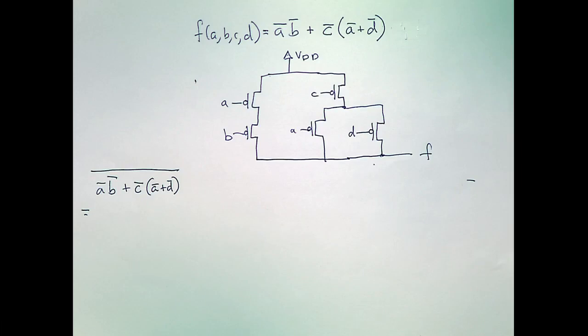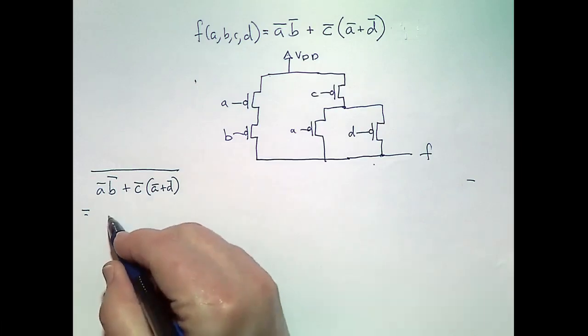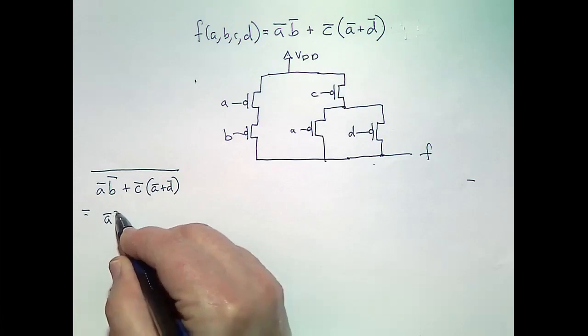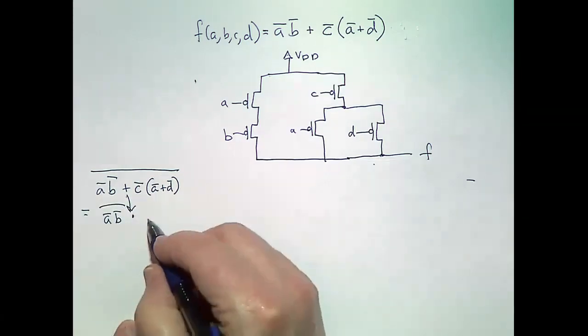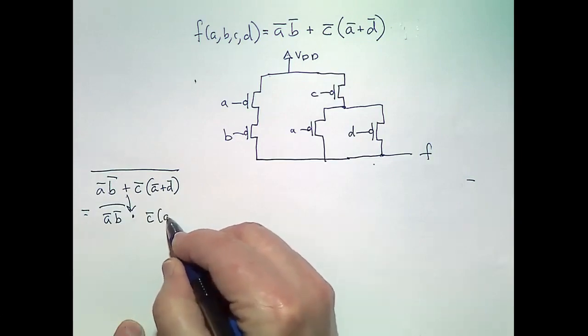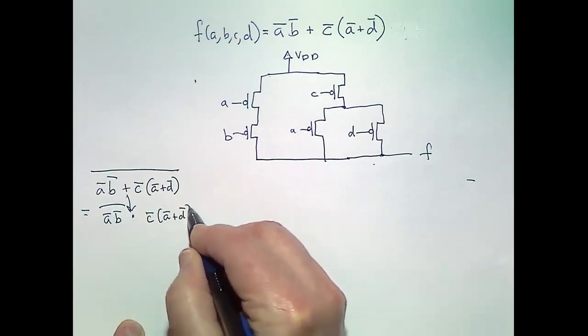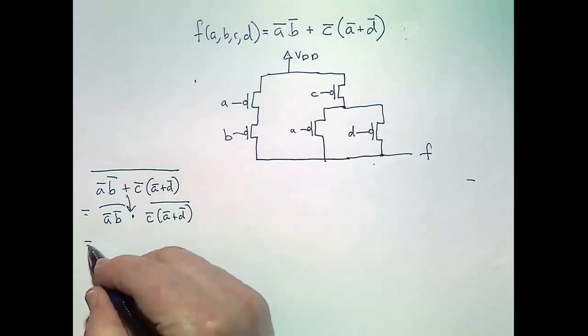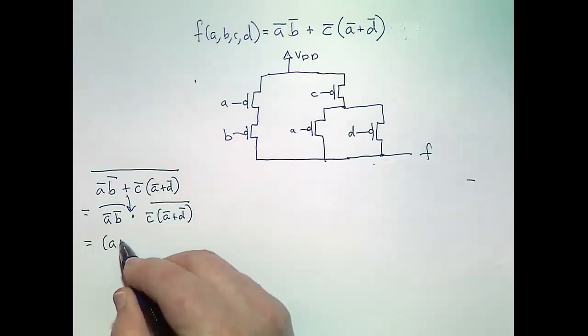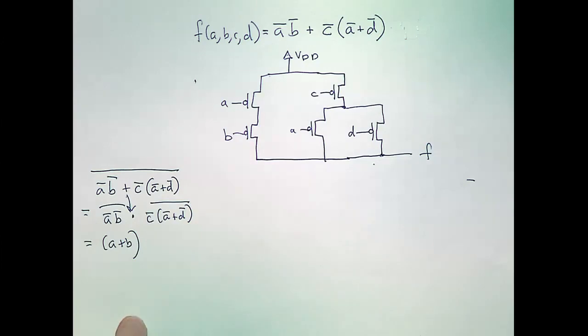De Morgan all the way down. De Morgan. All right, so we get A bar, B bar, bar. This OR becomes an AND, and then over here we have C bar, A bar plus D bar, bar. Okay, and this one is going to become A plus B. Note I need to add those parentheses.